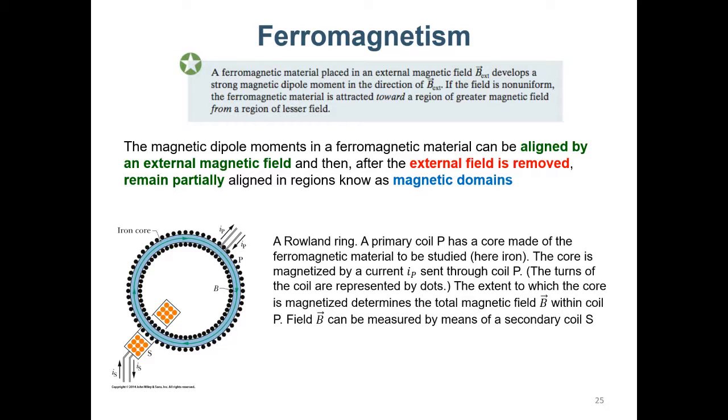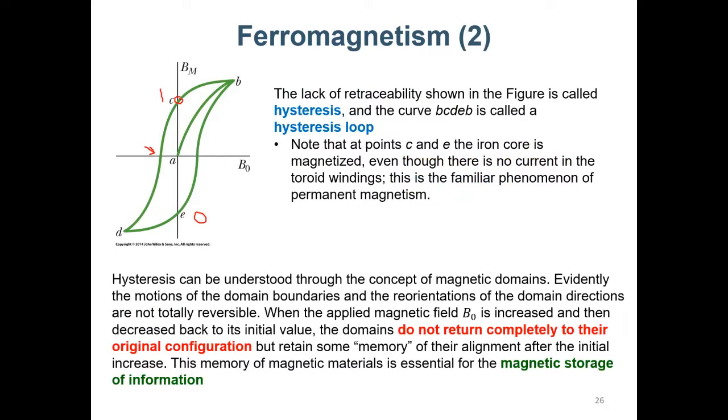So it tells you that the ferromagnetic material can be aligned by an external magnetic field, and after the external field is removed, remain partially aligned in regions known as magnetic domains. So it will still have some magnetic moment. Then if you read this magnetic dipole, you know whether it is 1 or 0. But if you put a magnet near your floppy disk, then your information will be ruined by that.